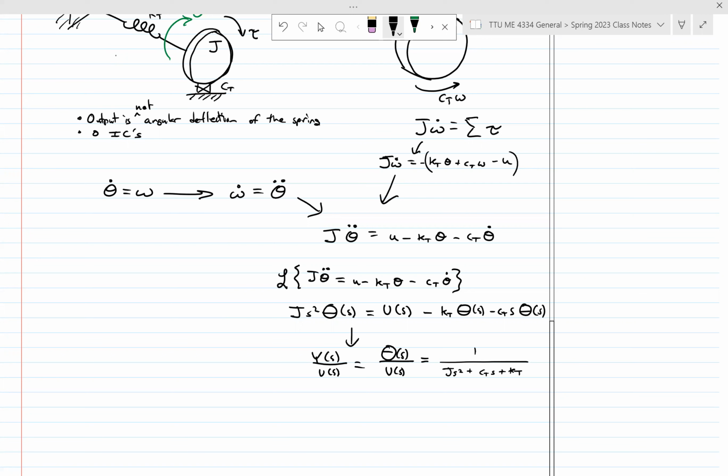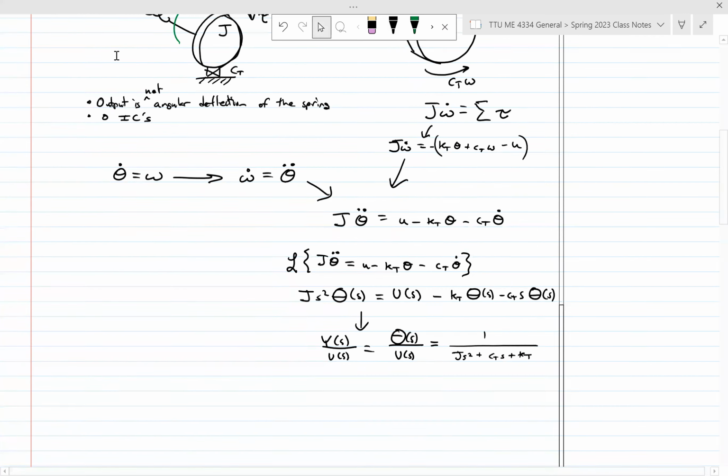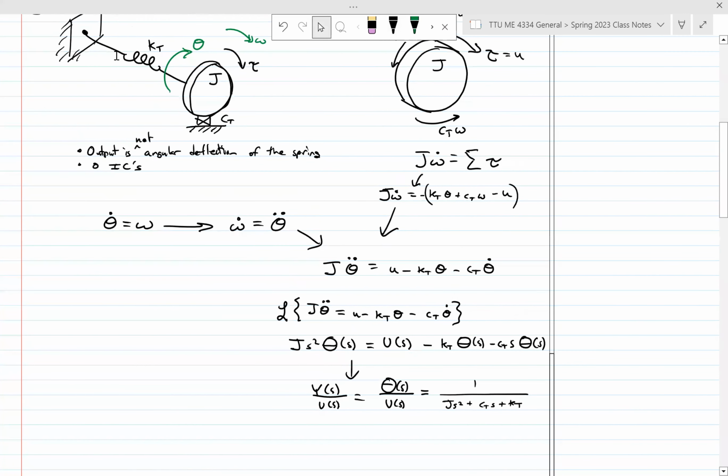We've seen this almost exactly in translational mechanical systems, Ms squared plus Cs plus K, right? We've even seen it in our electrical systems, but I think we had a 1 over C floating around somewhere, something on the order of Ls squared plus Rs plus 1 over C or something like that. All right. So this is just a very basic example, but you guys should be able to do a little bit more complicated versions of these things here.